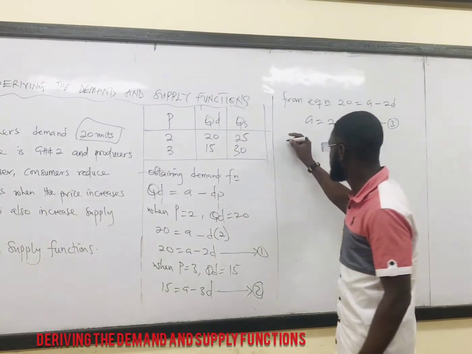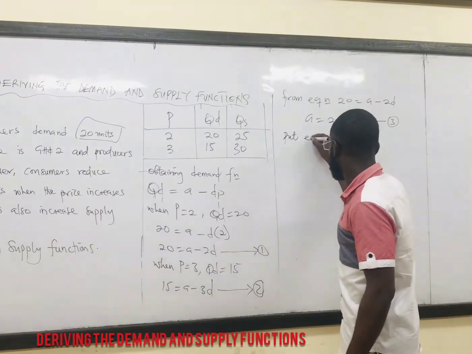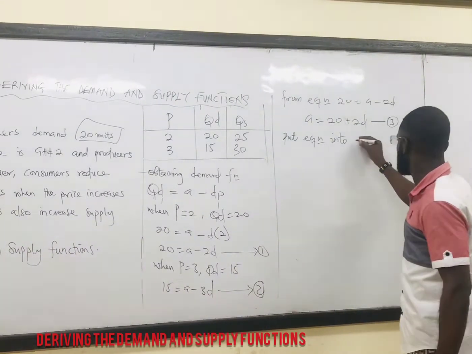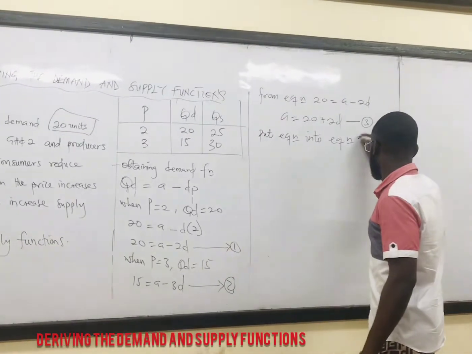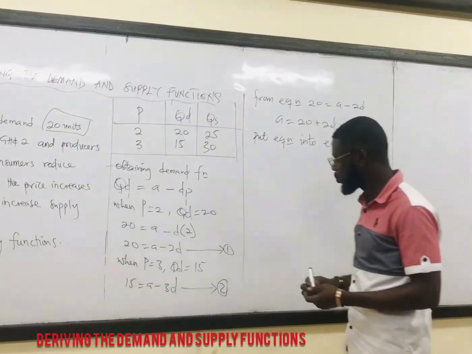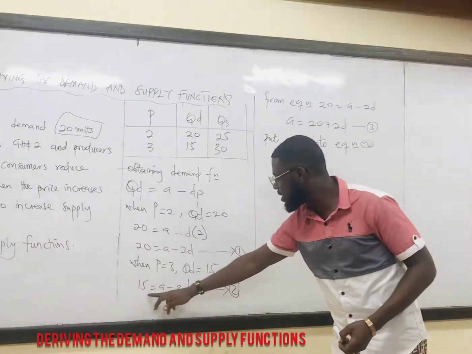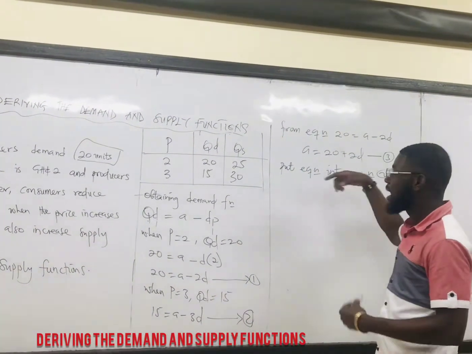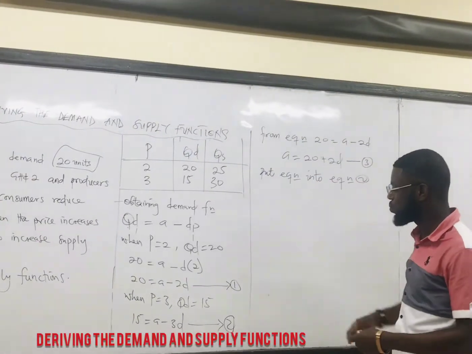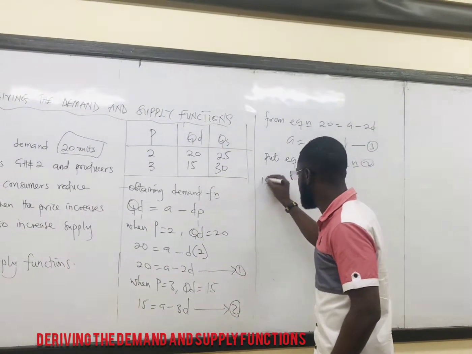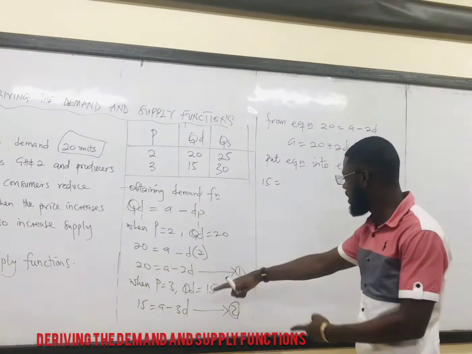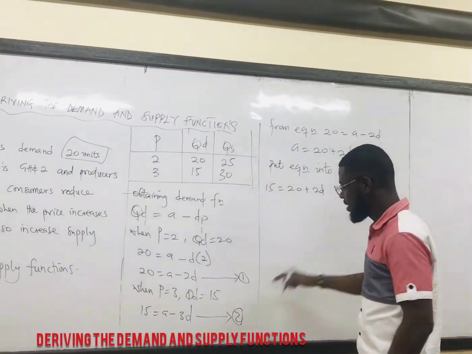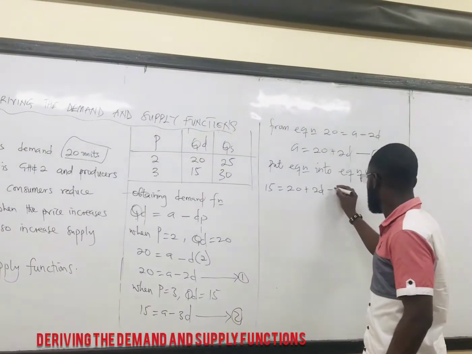So I will just put equation 3 into that of equation 2. So from equation 2, we have 15 equals A minus 3D. It means that wherever I see A, I will put there 20 plus 2D. So I'm going to have 15 equals the A. A is giving us 20 plus 2D, then minus 3D.